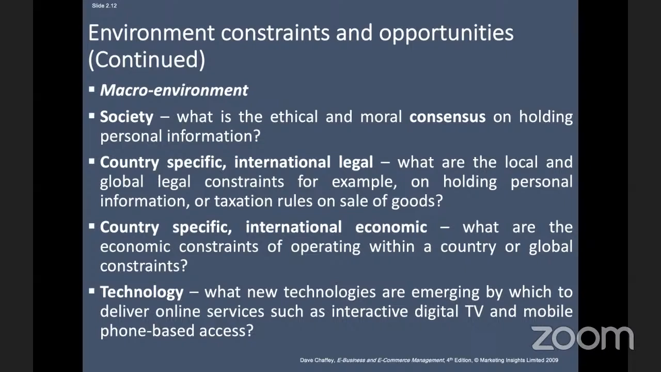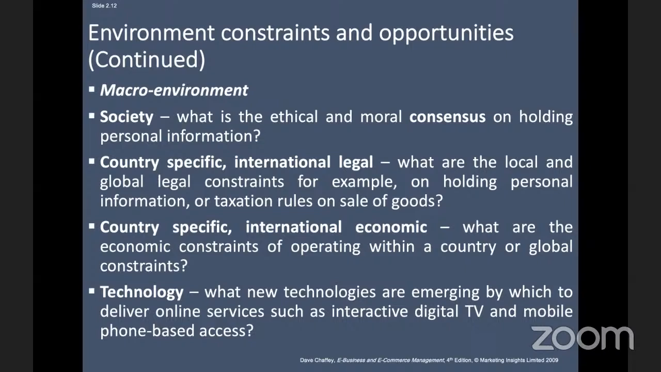Obviously, you have to have the knowledge and the information related to the ethical and moral consensus of the people who are part of your society, because their personal information and their concerns are very important in order to successfully build a long-term relationship with your society, with the people who are part of that society.